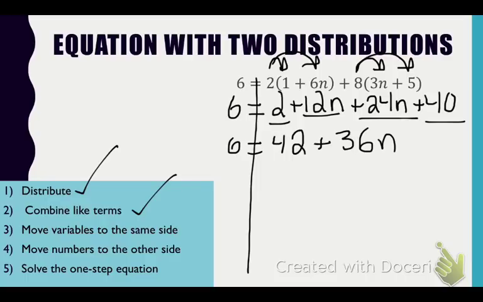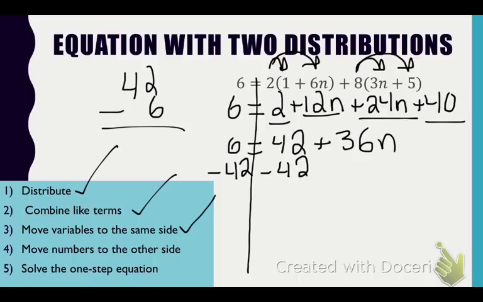Okay, move variables to the same side. Well, good news. Variables are already on the same side. Now I need to move my numbers to the same side. So I'm going to subtract 42. So 6 minus 42. Well, 6 is positive, 42 is negative, so really I have to do 42 minus 6, which is 36. And it's negative since the 42 is bigger. So negative 36 equals 36n.